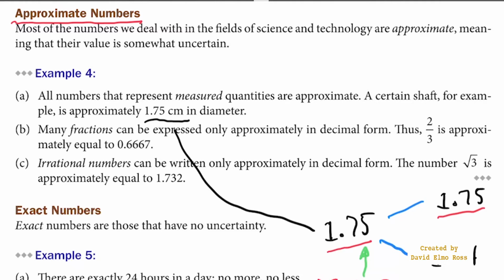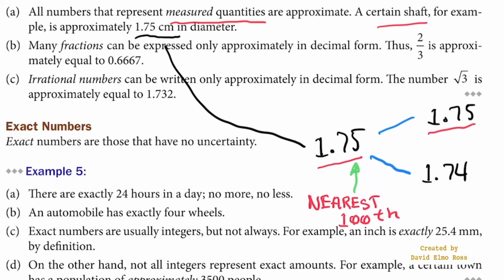However, when we start measuring things, such as a shaft, there is going to be a degree of inaccuracy. Now it says here that the shaft is approximately 1.75 centimeters. That is because the measuring instrument that we use to measure the diameter of the shaft has divisions only to the nearest 1/100th. It has no more accuracy than that. Anything else is guessing. So to the nearest 1/100th, we get 1.75 centimeters.